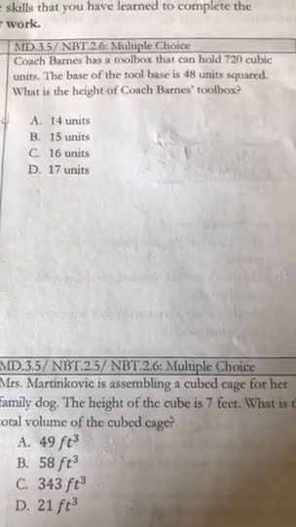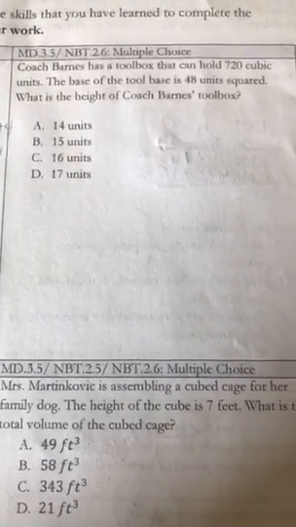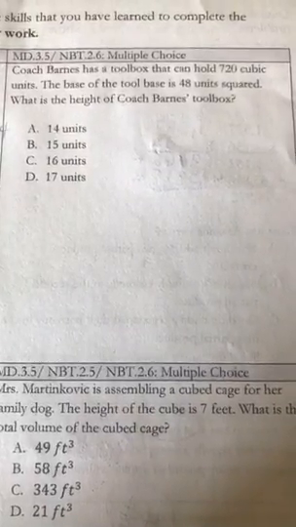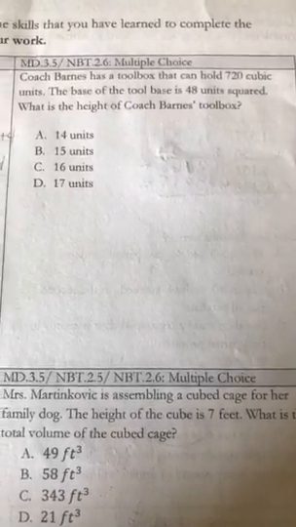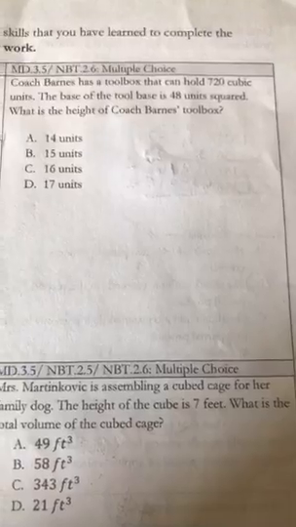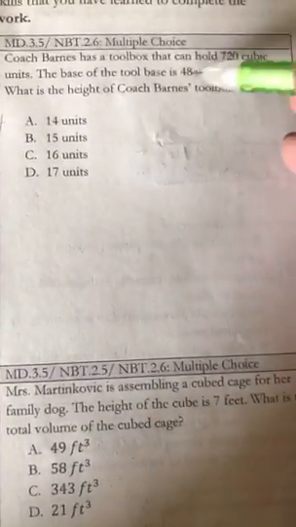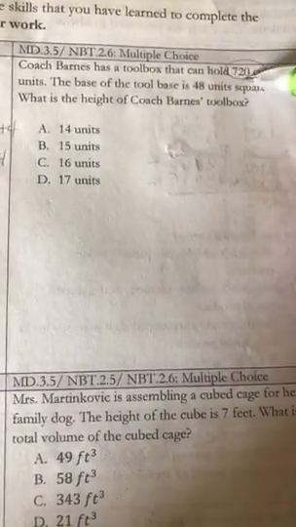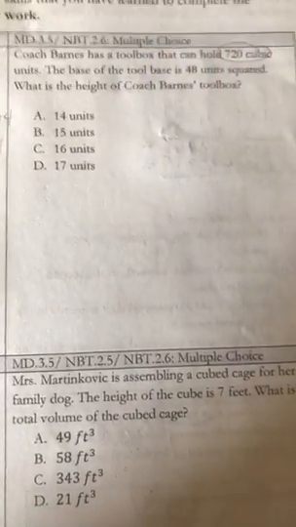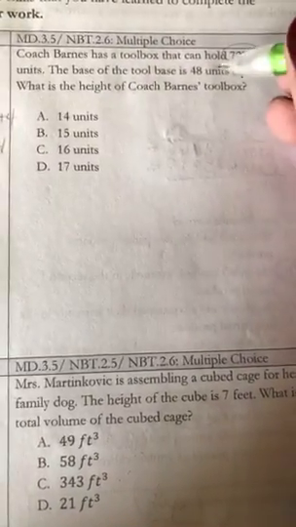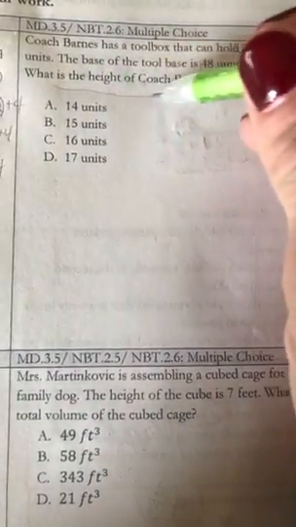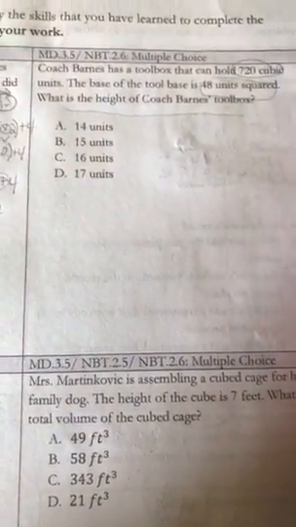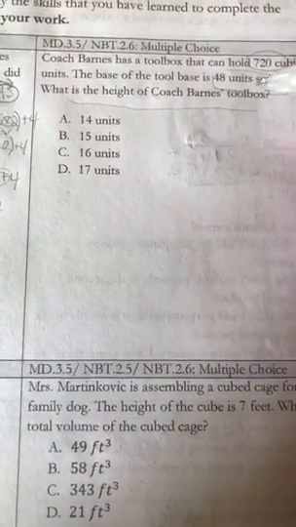Okay, so the question says that Coach Barnes has a toolbox that can hold 720 units. The base of the toolbox is 48 units squared. What is the height? So I know that he has a toolbox that can hold 720 cubic units and that the base is 48 units. What is the height? So when it's talking about cubic, that's 3. That's just going to be our total volume.